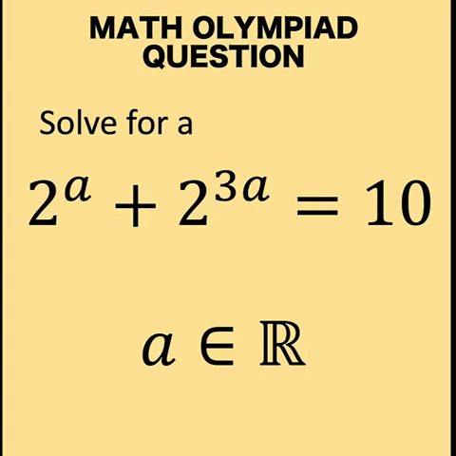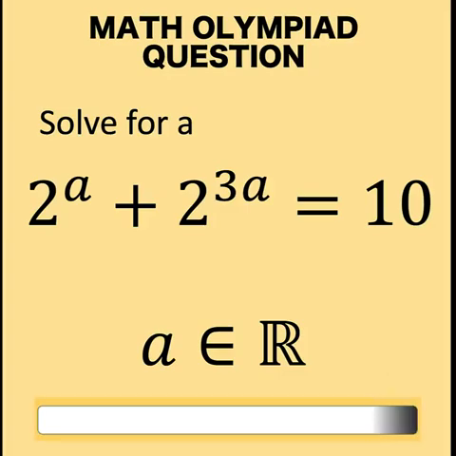We are asked to solve for a, where a is an element of the set of real numbers, given this equation: 2 raised to a plus 2 raised to 3a equals 10. You can pause the video and see if you can solve this math Olympiad question.